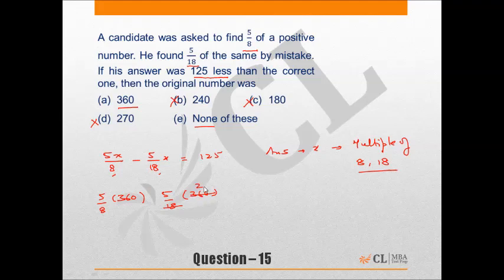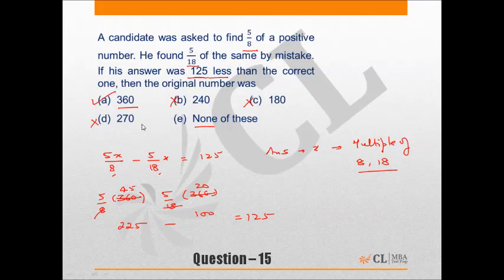So 18 into 20. So this is 5 into 20 is 100. 8 into 4 is 32, then we have 40, 8 5 is 45. So 45 into 5 is 225. 225 minus 100 is equal to 125, which tallies with the data given. Correct answer is choice A.